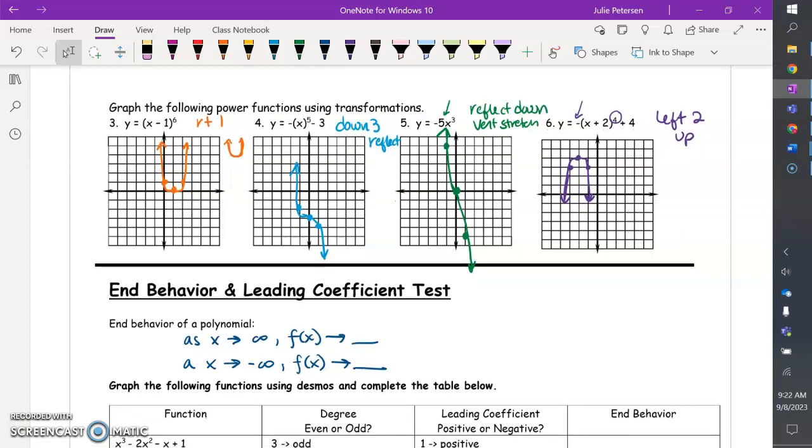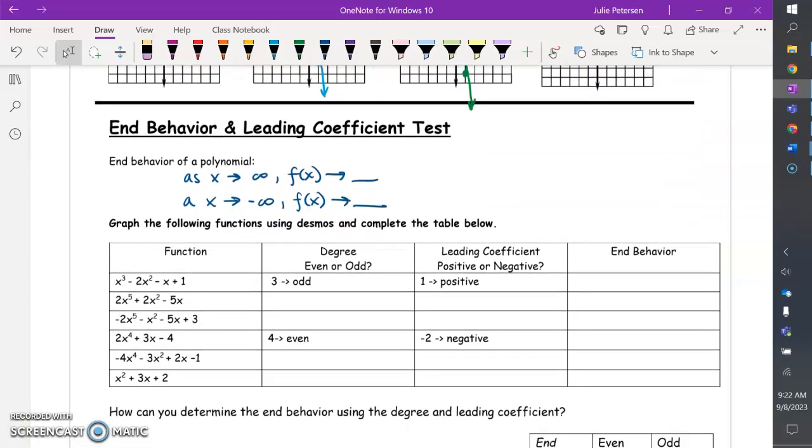So what I want you to do right now is go ahead, go to Desmos, and you're going to type in these functions, and you're going to describe the end behavior. So I'll start you off with the first one. If we look at x cubed minus 2x squared minus x plus 1, we're going to look and see, okay, that degree is 3, which is odd. The leading coefficient is 1, and that's a positive number.